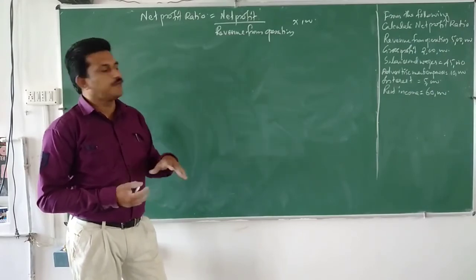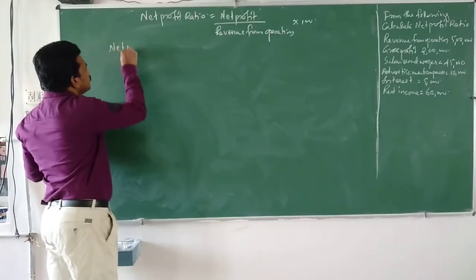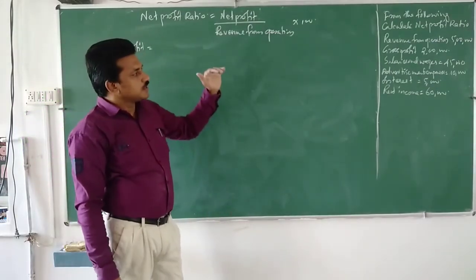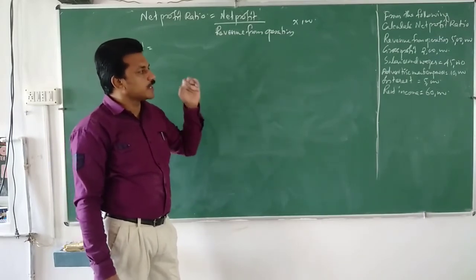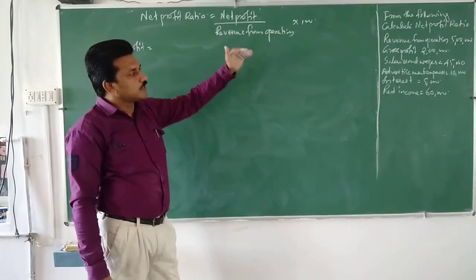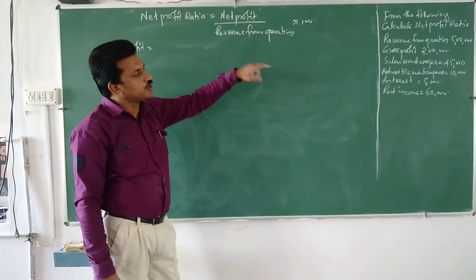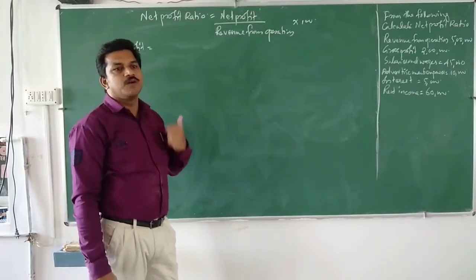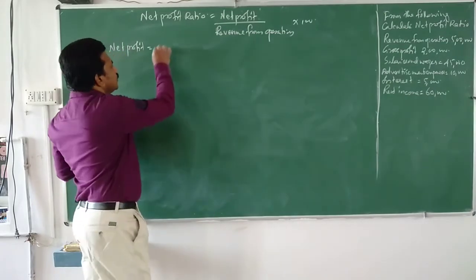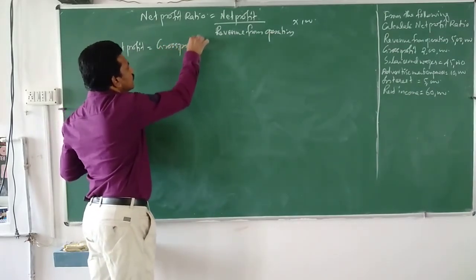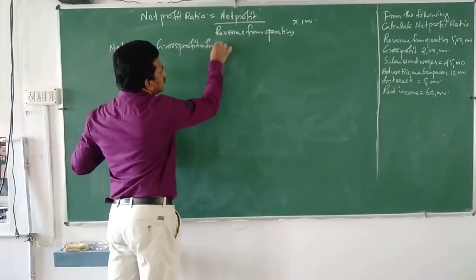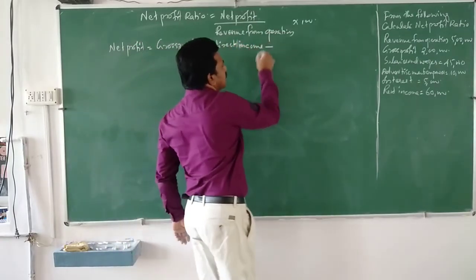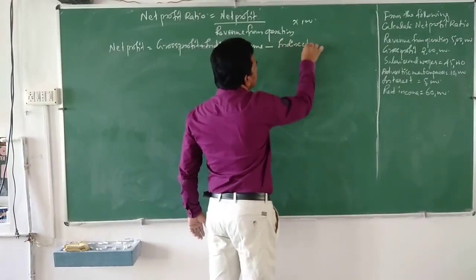So how to calculate net profit? Net profit is equal to income minus all other expenses. Here, revenue from operations, sales given, sales minus all other expenses we can calculate, but we don't know what the cost of goods sold is. But here we have given gross profit. From the gross profit, if we deduct all indirect expenses and add all indirect income, what we will get? Net profit. So, gross profit plus indirect income minus indirect expenses.